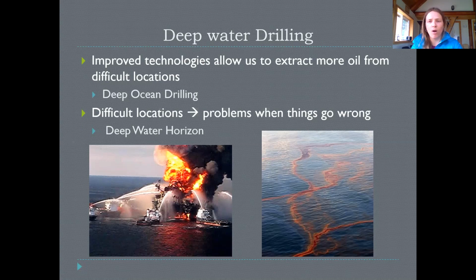And this happened where one of these deep oil drilling stations caught on fire. And so first of all, it's difficult to get out to a deep water ocean drill place and try to handle the problem once it starts. So this is very dangerous for the people that were working in this location. It was very difficult to get this fire out. And then we had oil spilling out into the deep ocean.